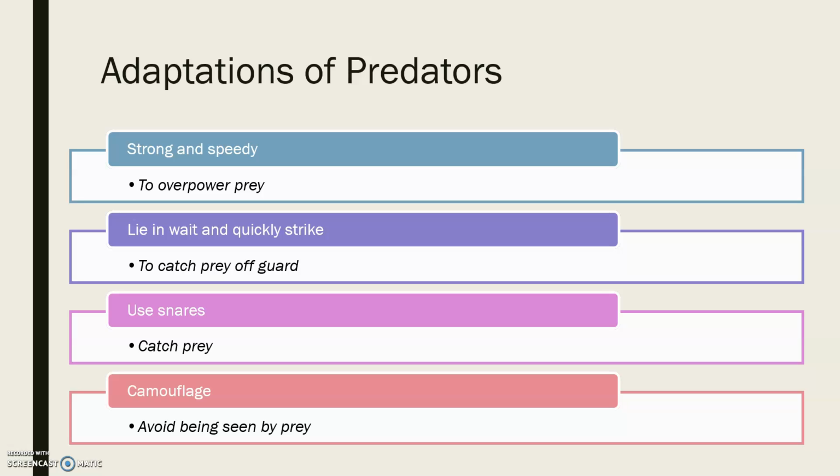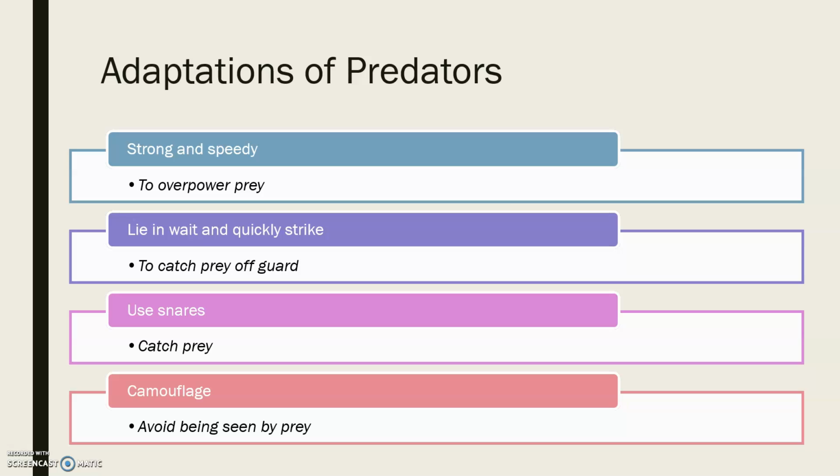Predators have many adaptations to be successful. These adaptations include being strong and speedy to overpower prey, the ability to lie in wait and quickly strike to catch prey off guard, using snares to catch prey, and being camouflaged to avoid being seen by prey.